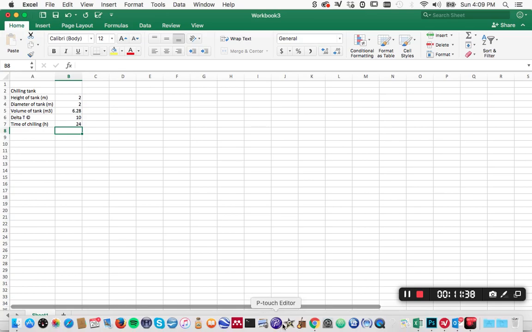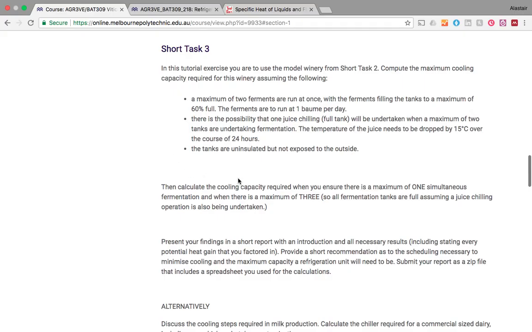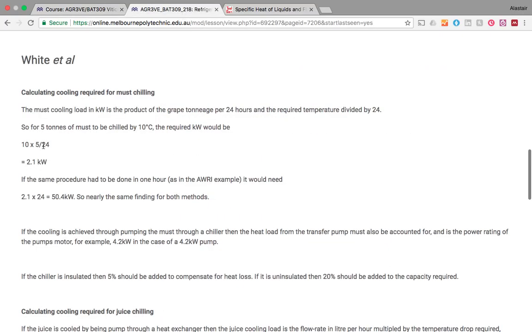So we go back to the notes and just remind ourselves of that formula. The chilling times the tons of must times the time. Alright. So we need to convert our literage to tonnage.